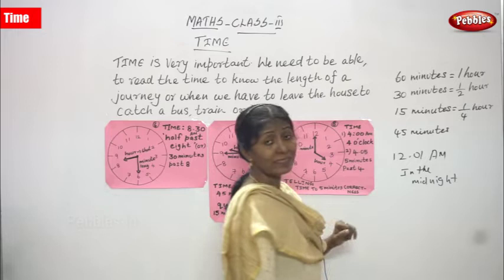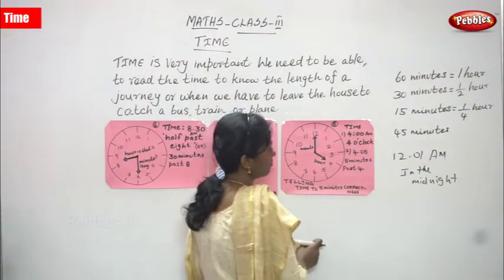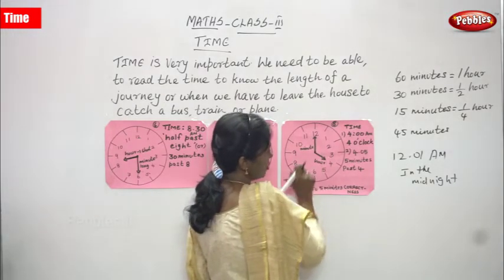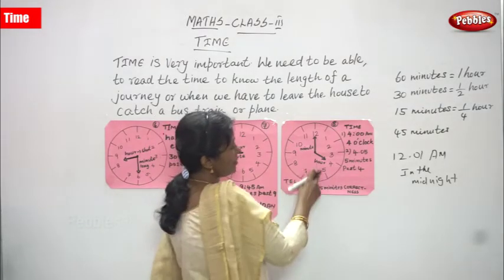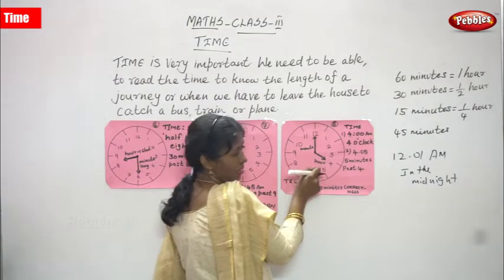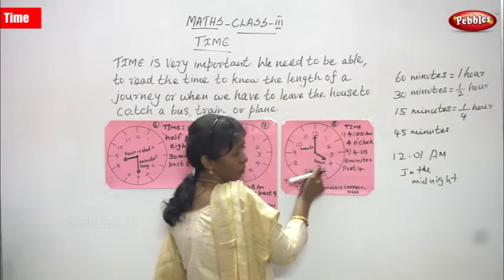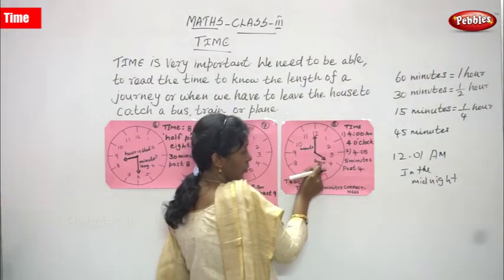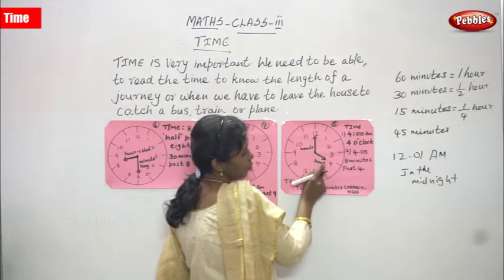Now we are going to move on to the eighth sum. Look at this time. This is 4 o'clock, 4 a.m. The minute hand shows the time of 12, and the shorthand stands towards 4 o'clock. So the short hand is the hour hand, the long hand is the minute hand. The hour hand shows the time of 4, and the minute hand shows 12. So now the time is 4 a.m.